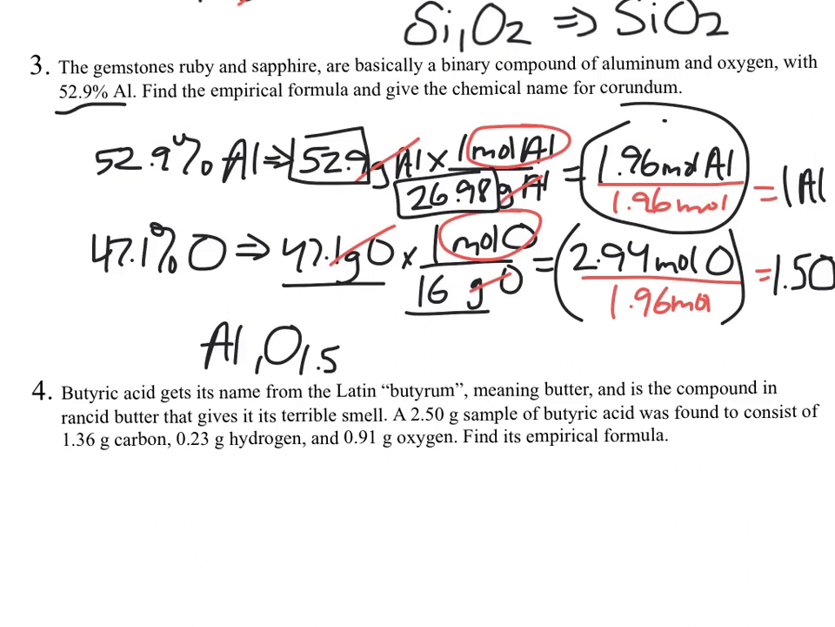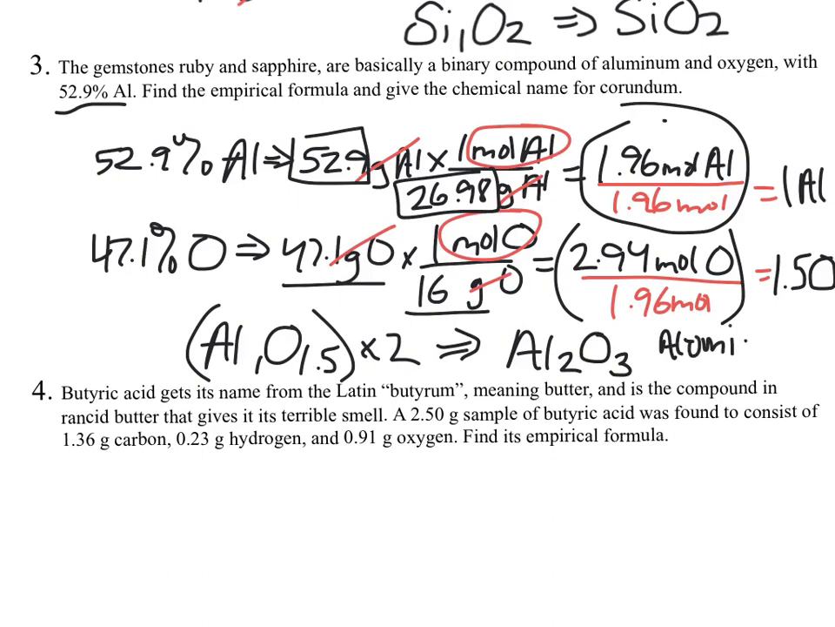So if you remember from balancing equations, we had a trick when we ended up with a half. If we just double everything, then we'll end up with nice whole numbers. So aluminum by itself doubled is now aluminum 2, and oxygen 1.5 doubled is now oxygen with 3 of them. So this is Al2O3. And if we wanted to name this, since this is an ionic compound, we would just call it aluminum oxide. You might think, well, why isn't it dialuminum trioxide?